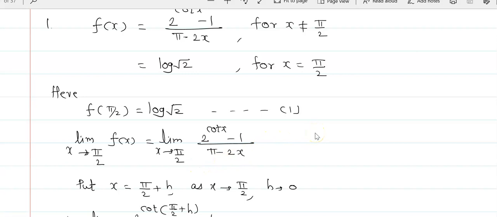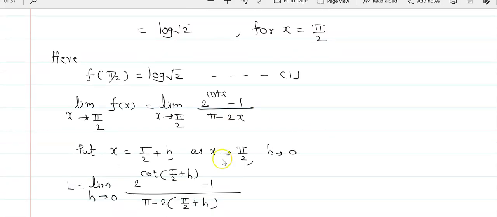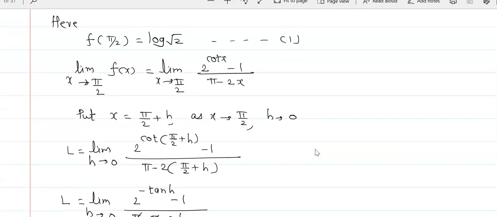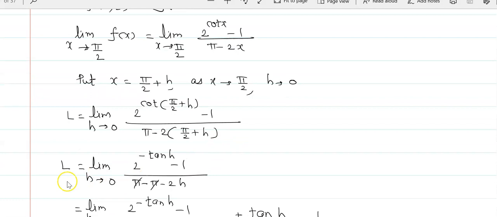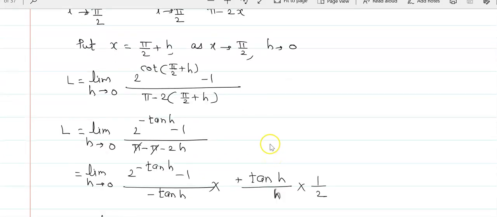Again, I am summarizing all these problems. You put x is equal to pi by 2 plus h, as x tends to pi by 2, h tends to 0. Then you will get limit L is equal to h tends to 0, 2 raised to cot of pi by 2 plus h minus 1 upon pi minus 2 in bracket pi by 2 plus h. Then you will get limit L is equal to h tends to 0, 2 raised to minus tan h minus 1 upon, pi minus pi gets cancelled, minus 2h.